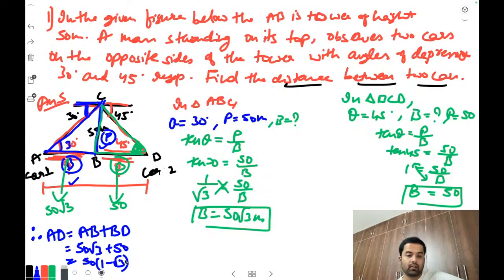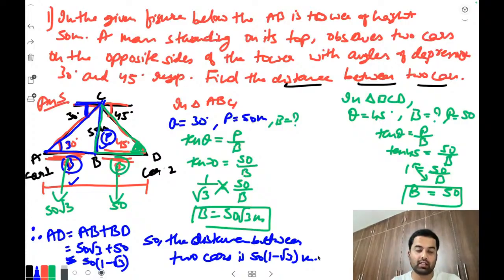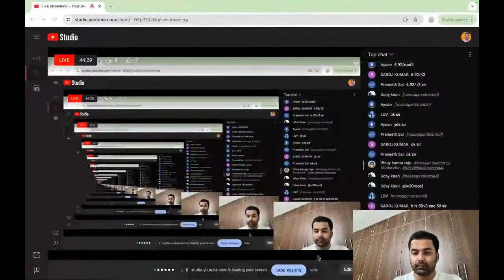Check this out, everyone. What we did here. So just mention that the distance between two cars is 51 minus root 3 meter. That's all. I hope this is clear now. Is it okay, everyone? Understood this?